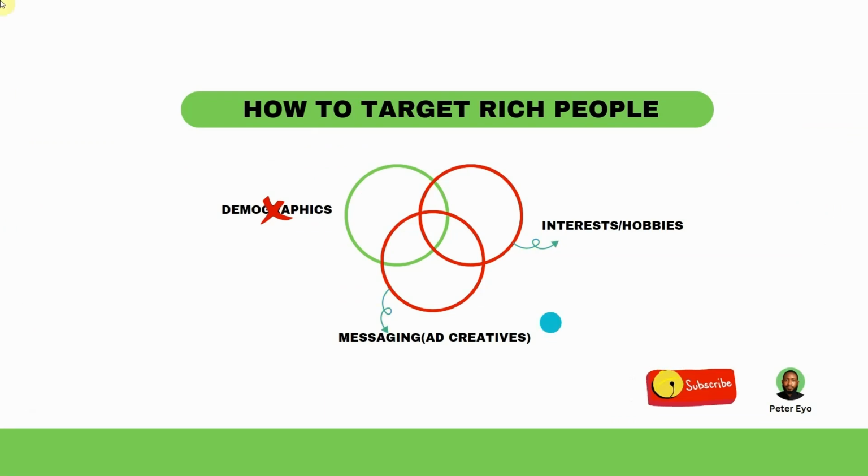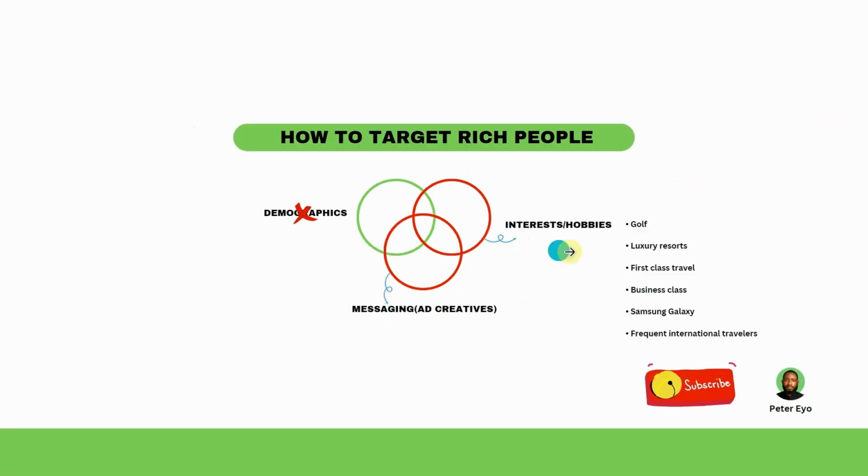Now let's go back to our slides. First, let's talk about interests and hobbies. There are so many interests that you can use to target the rich, but I've listed out the following that will help you out. The first one is golf. The luxury resorts, when these guys are traveling around the country or traveling outside the country, they stay in luxury resorts. Then we have first class travelers and business class travelers.